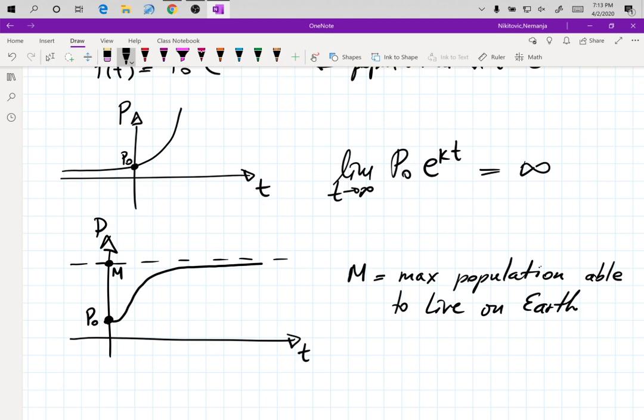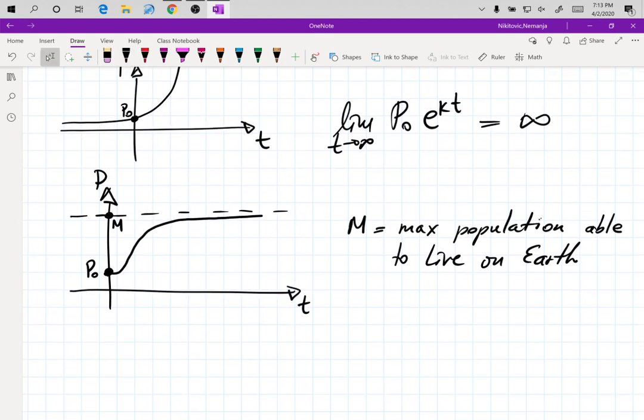Now, the mathematical model that you are going to get for this line is the logistic equation, right? P of t, and if I am remembering this well, it will be M P0. I shouldn't be doing this because I am probably going to mess it up.